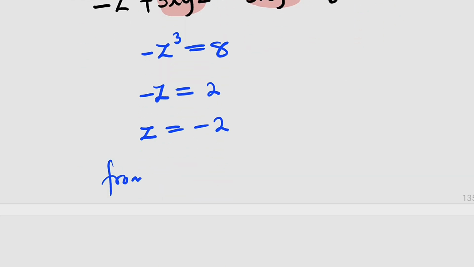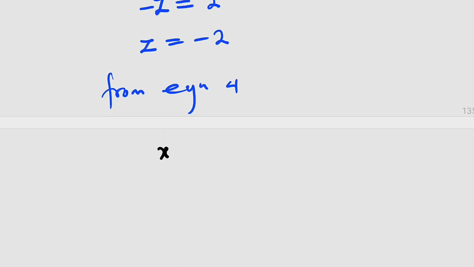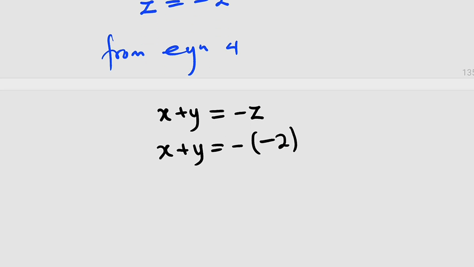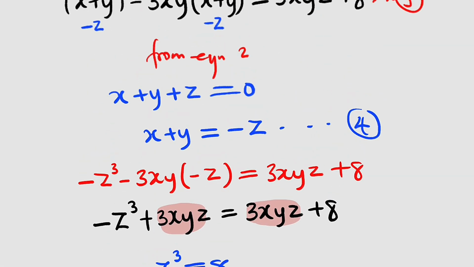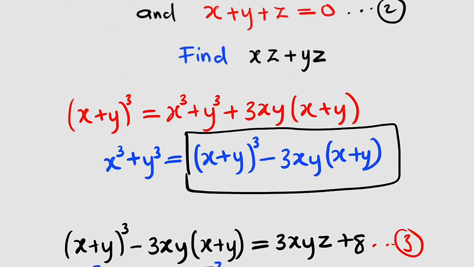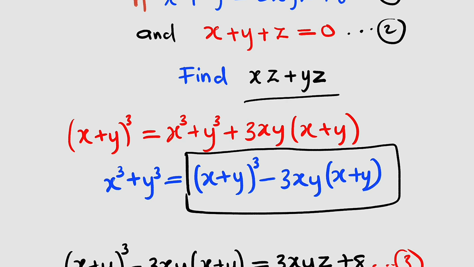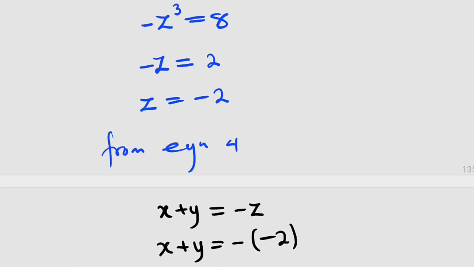So from equation 4, x plus y is equal to negative z. Therefore, x plus y will be equal to negative, the value of z being negative 2. If you expand this, you have x plus y is equal to positive 2. And we are almost done. Now, what are we looking for? Remember, we are looking for xz plus yz.